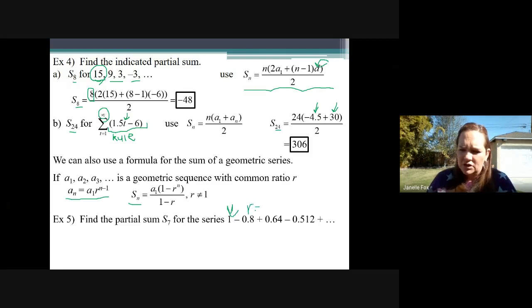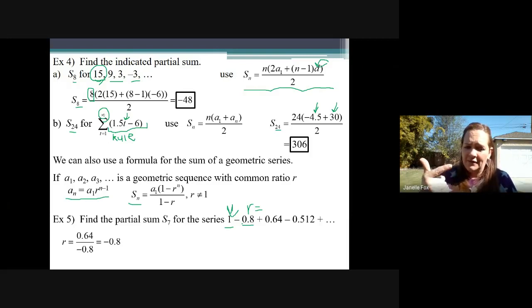Remember how in a previous lesson, if you want to figure out the r, you just take a second term and divide by the first term, or the one before it. So you could take negative 0.8 and divide by 1, which is actually easy. It's totally negative 0.8. Or if you were feeling jazzy, you could have taken 0.64 and divided by negative 0.8. It doesn't matter. Our r ends up being negative 0.8. And that's all the information you need: the first term and the r.